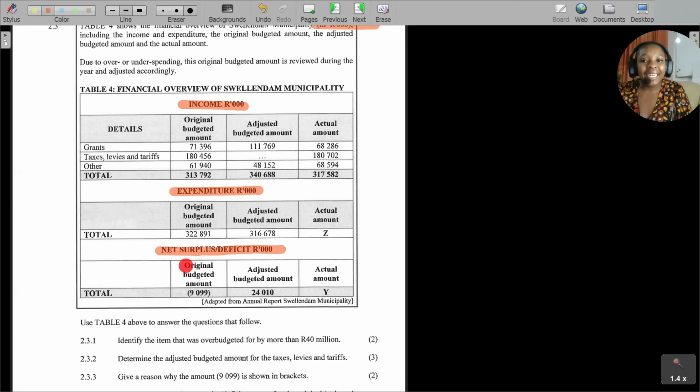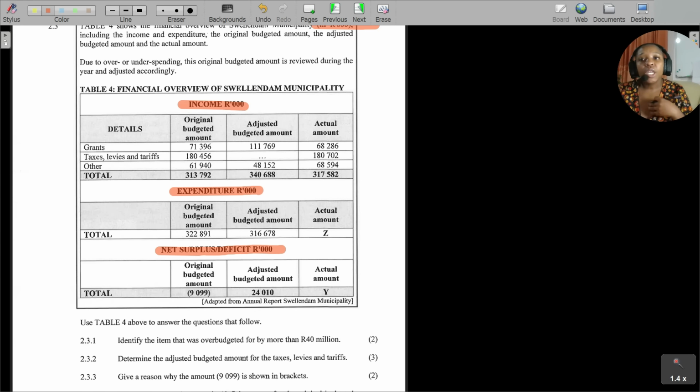When you're talking about net something, we are saying that we took the income, we minus the expenditure, we are deducting to get the net. So when you're talking about net, to get the surplus, we basically have to take income minus expenditure to get the net surplus or the deficit. That's basically what's happening here.